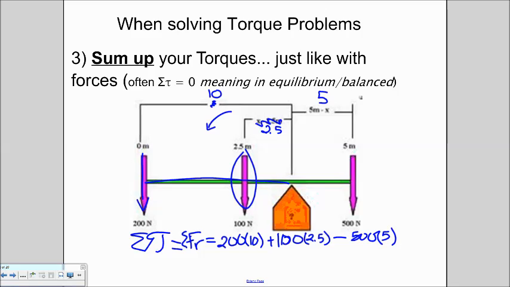Now, if all that equaled 0, you would be in equilibrium and it would be balanced. It wouldn't be rotating. If it doesn't equal 0, then it's not. So 2,000 plus 250 minus 2,500 does not equal 0, which it does not, so it will be rotating. You'd have a torque of 50 Newton meters.